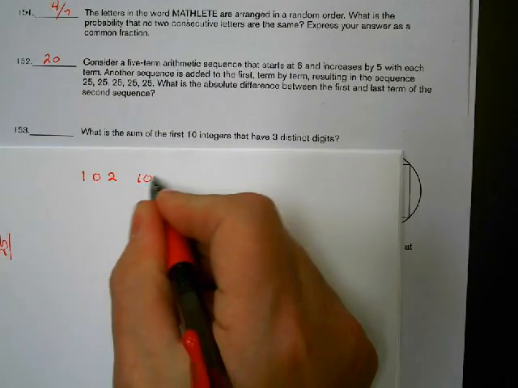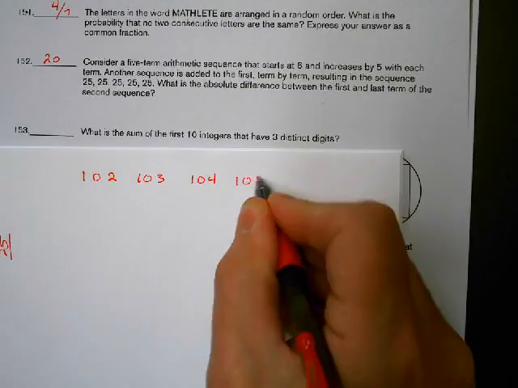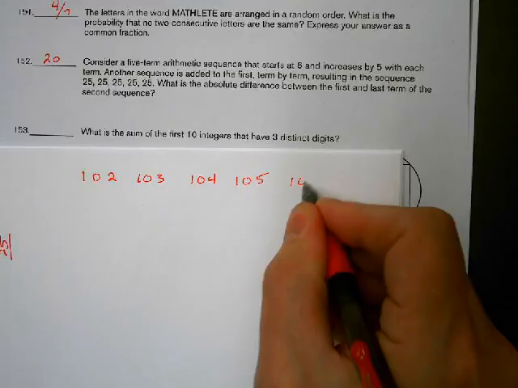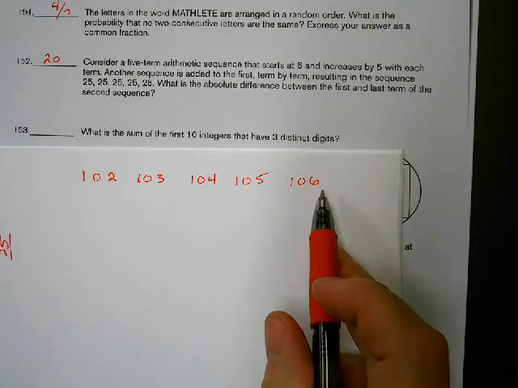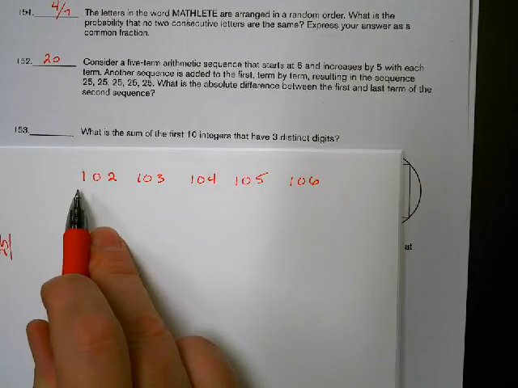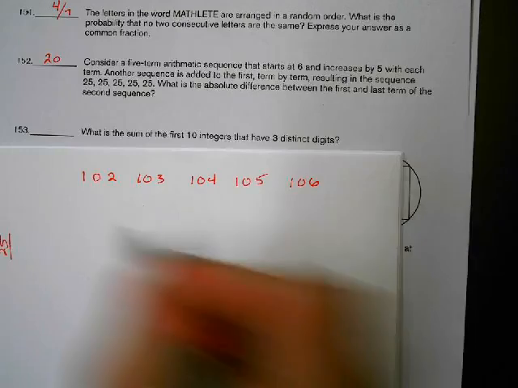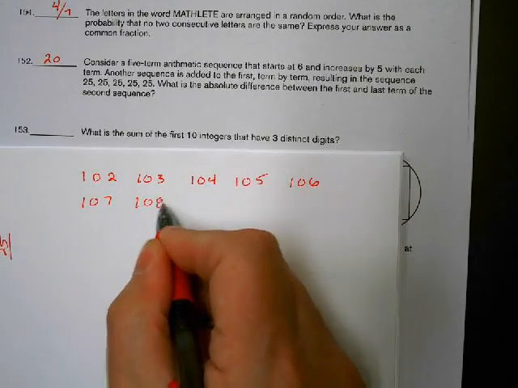Then 104, then 105, then 106. All right, there's the first 5. Distinct means we can't repeat any of the numbers. So 102 was the first one with no repeated numbers. Okay, I need 10 of these. So here's the first 5. 107 would be the next one. 108 would be the next one. 109 would be the next one.